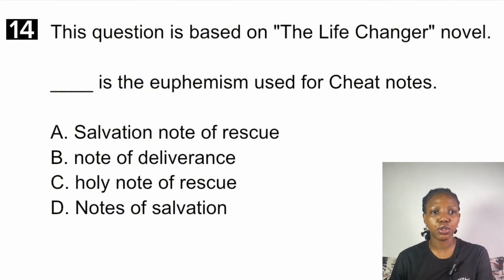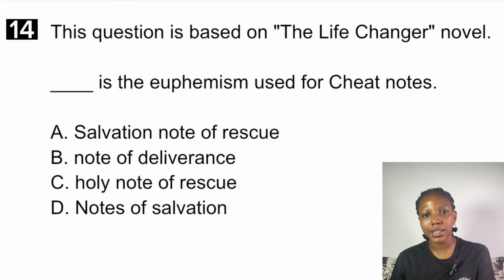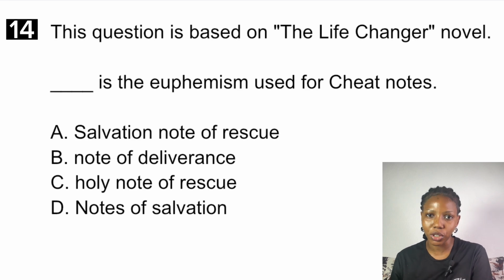Dash is the euphemism used for cheat notes. The answer to this question is definitely option D, notes of salvation, and you can find this on page 48. Now in the text, we learned that Kola scribbled some of the answers to the examination question and gave it to Salma, and Salma was busy copying from the notes of salvation until she was caught. Okay, so notes of salvation is the euphemism used for cheat notes.